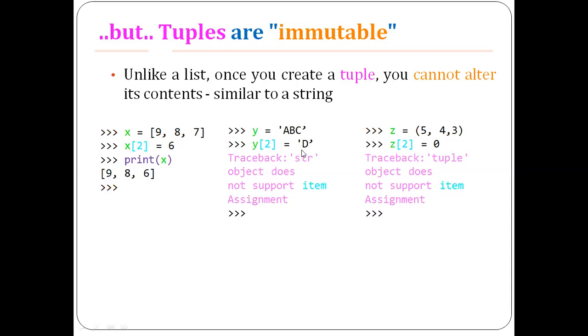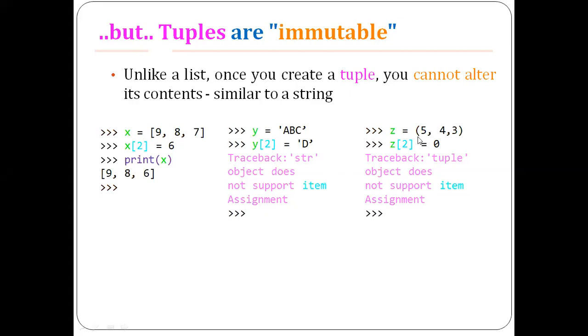Whereas in case of the string as well as the tuples, you cannot change it, they are immutable. You cannot change the contents of either a string or a tuple, right? Look at this one, y is equal to abc, which is nothing but a string. So I try to change the value of a character at a given index to d, right? It says the object doesn't support item assignment because you're not supposed to change the value of an existing string, right? That is how it works.